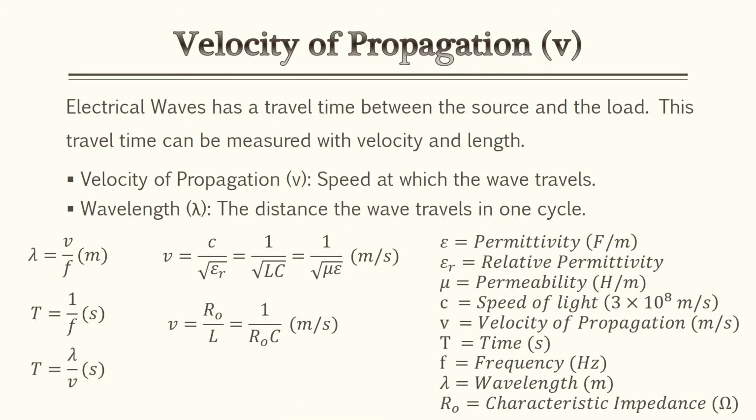This slide right here is considered our meat and potato slide, the velocity of propagation. Electrical waves have a travel time between the source and the load. This travel time is measured with velocity and length, as we talked about with D for distance and V for velocity. Your distance can also be represented as wavelength. Now the velocity of propagation is the speed at which the wave travels. Pretty simple. The wavelength is the distance the wave travels in just one cycle, and this is measured usually in meters.